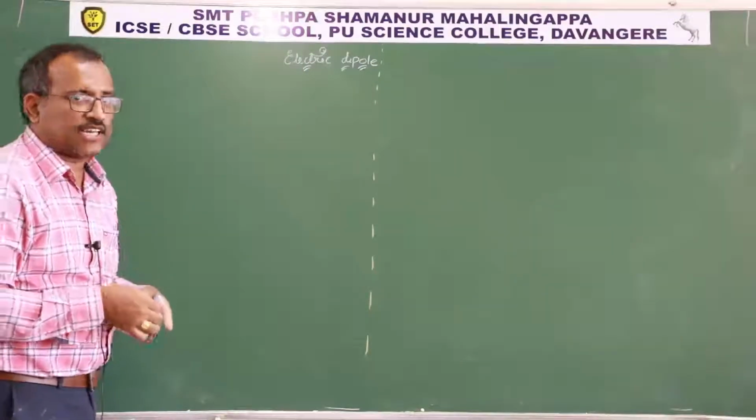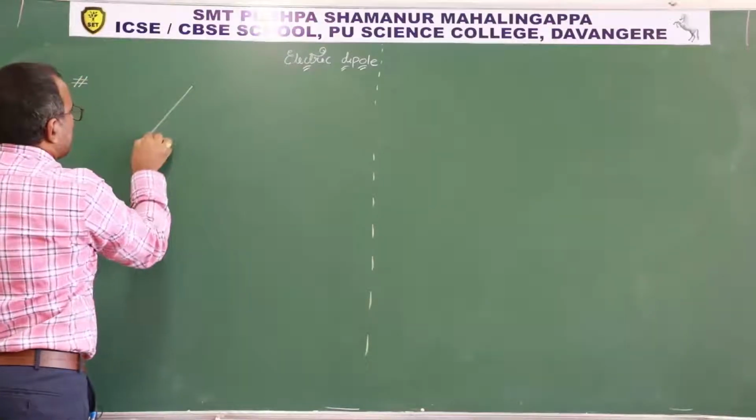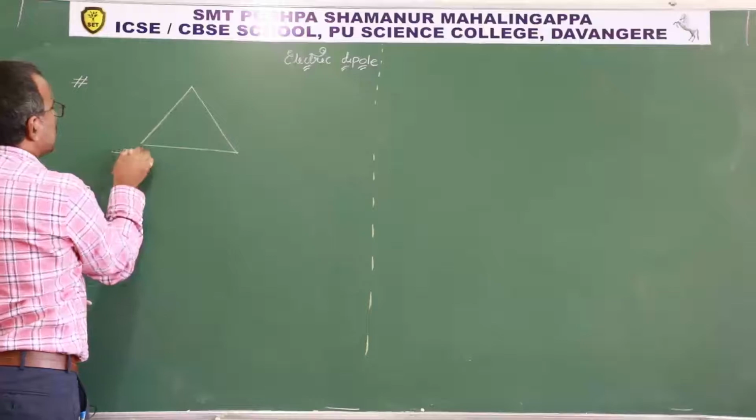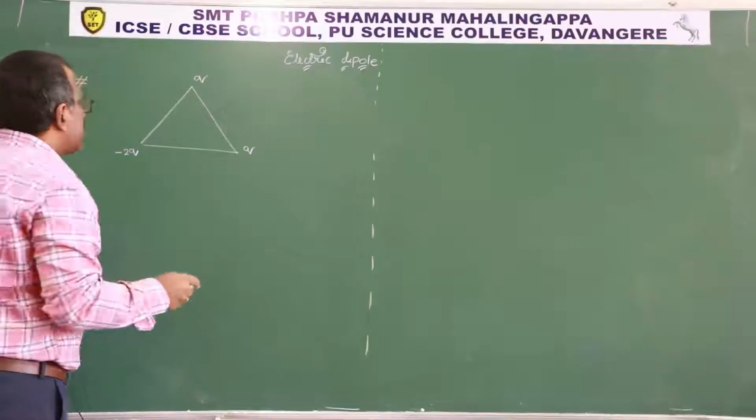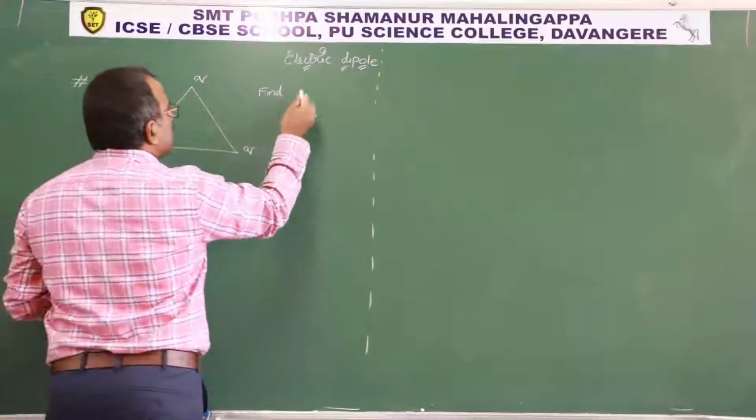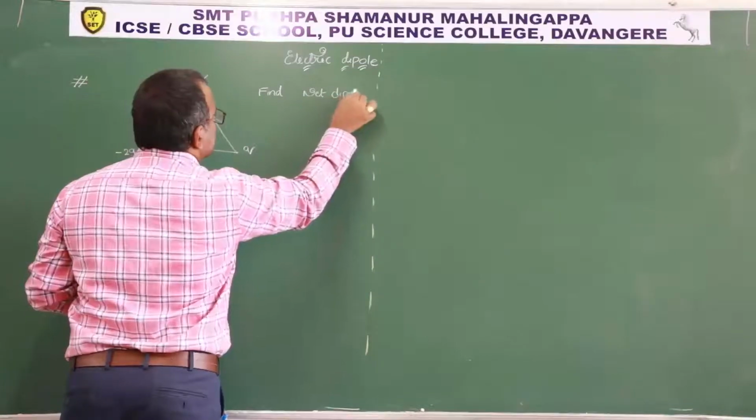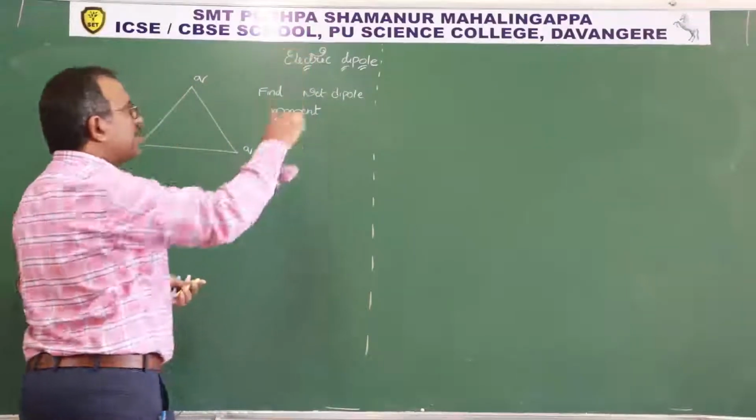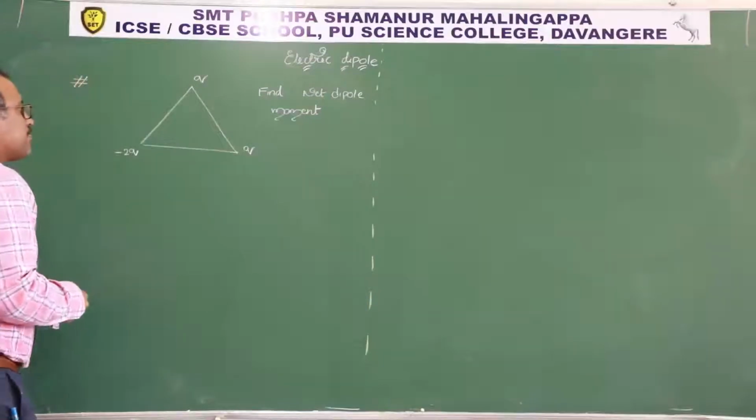So please try to understand the problem. Equilateral triangle. Here it is minus 2q charge. Here it is plus q. Here it is plus q. And the question is: find net dipole moment. Find net dipole moment. Is it clear? Okay.